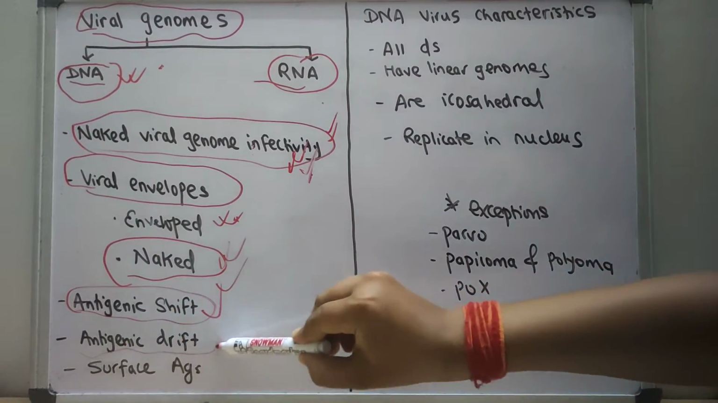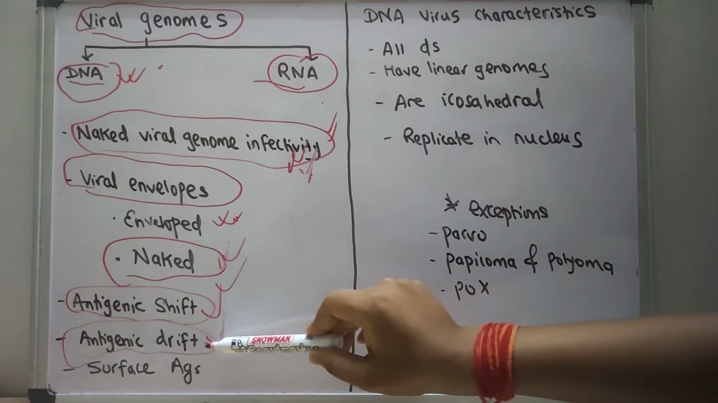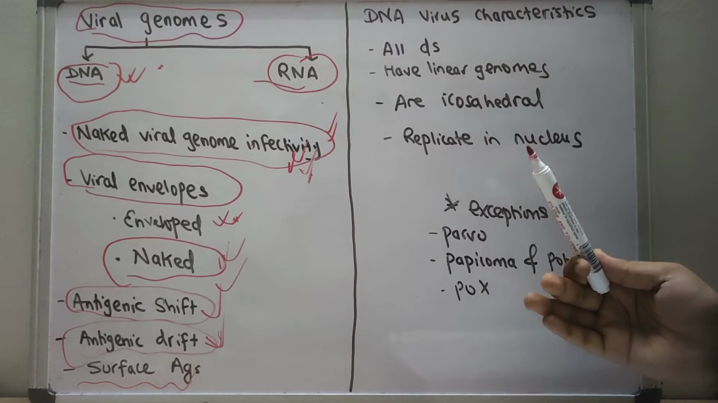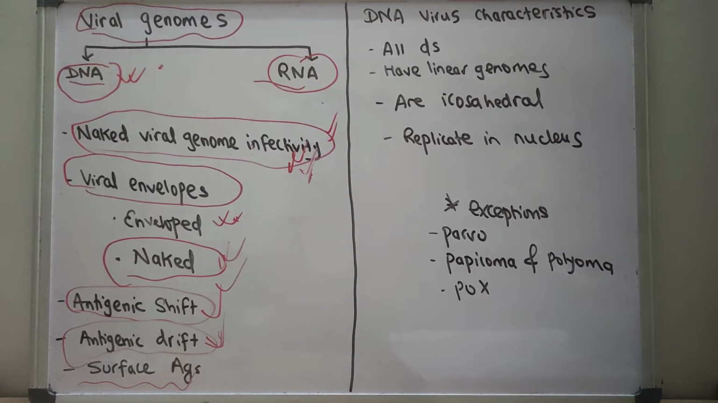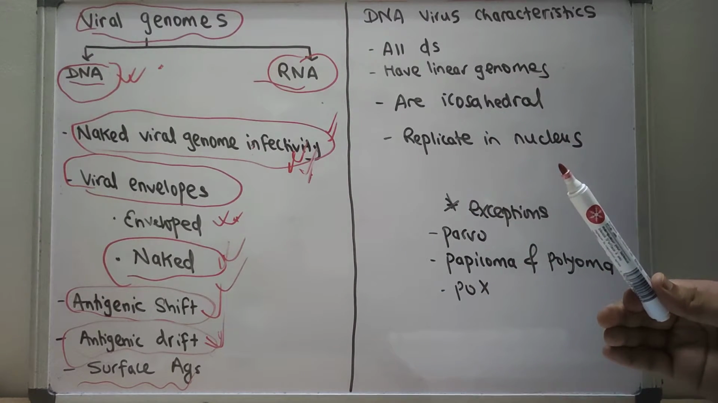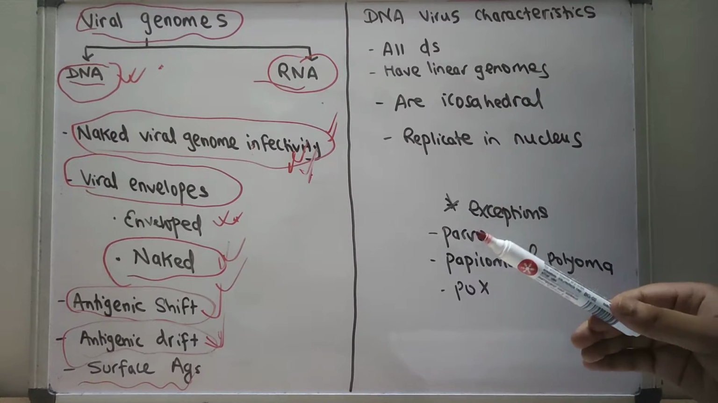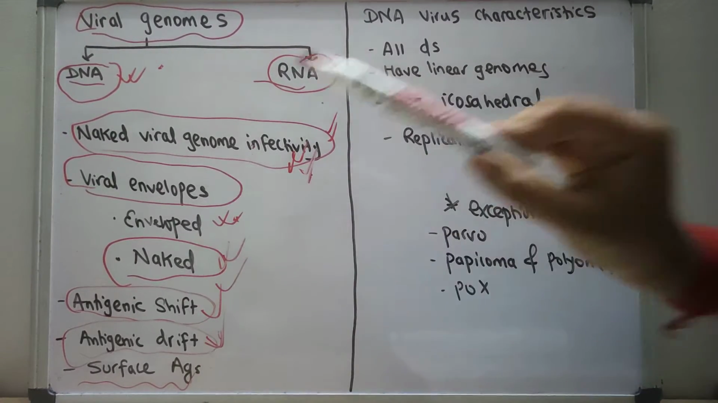Now what is antigenic drift? The antigenic change that is gradual, over a period of time, due to point mutation is known as the antigenic drift. Now let us talk about the surface antigens. The surface antigens are hemagglutinin, which initiates the infection following attachment, and neuraminidase, which releases the virus from the infected cell. So these are the two surface antigens, hemagglutinin and neuraminidase.